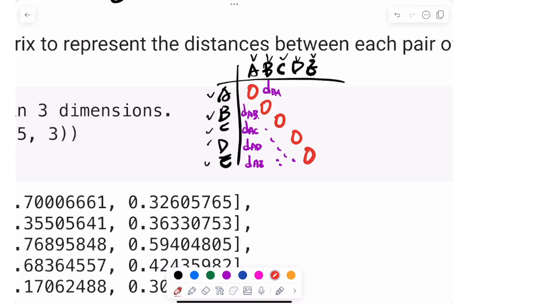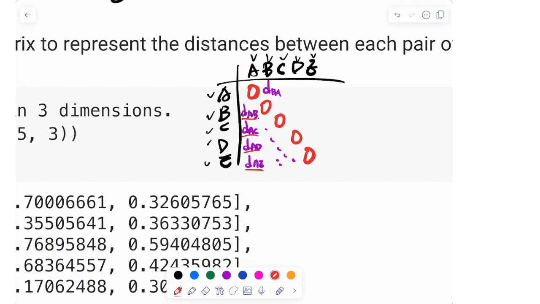At the diagonal line, you simply put 0 right here, because the distance between A and A is 0, between B and B is 0, right? That is the definition of distance. Then you simply calculate one by one: the distance between A and B, A and C, D and E, and so on.